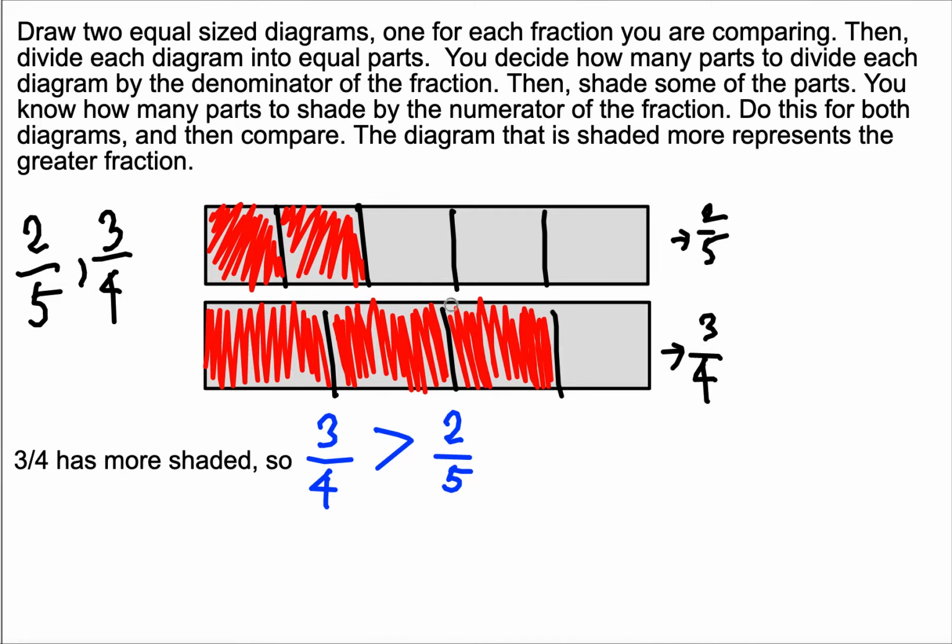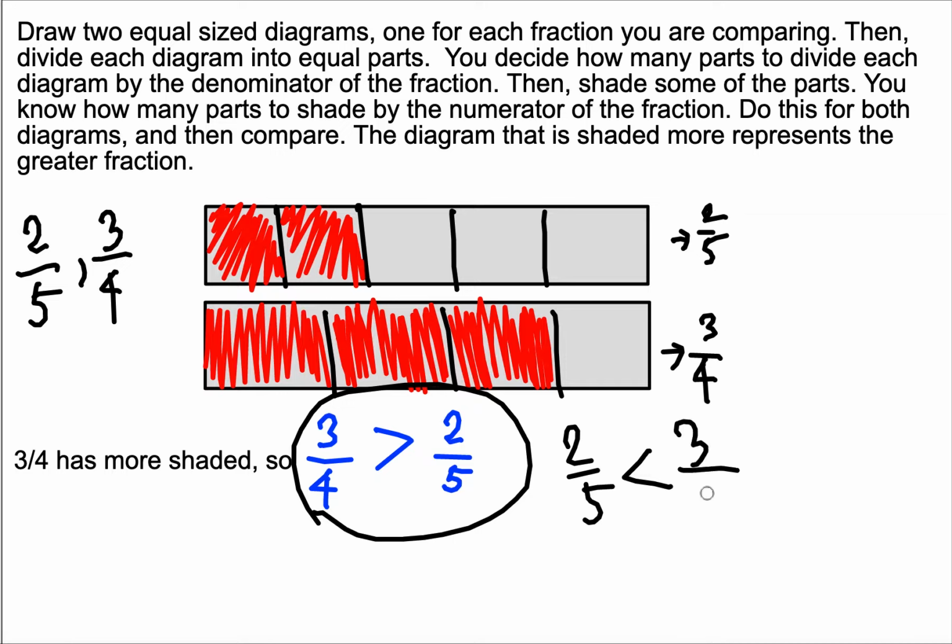And then when we look at the diagrams, we see that 3/4 has more shaded, which means that 3/4 is greater than 2/5. Or you could write that 2/5 is less than 3/4. Either way is correct. Now let's do some practice problems.